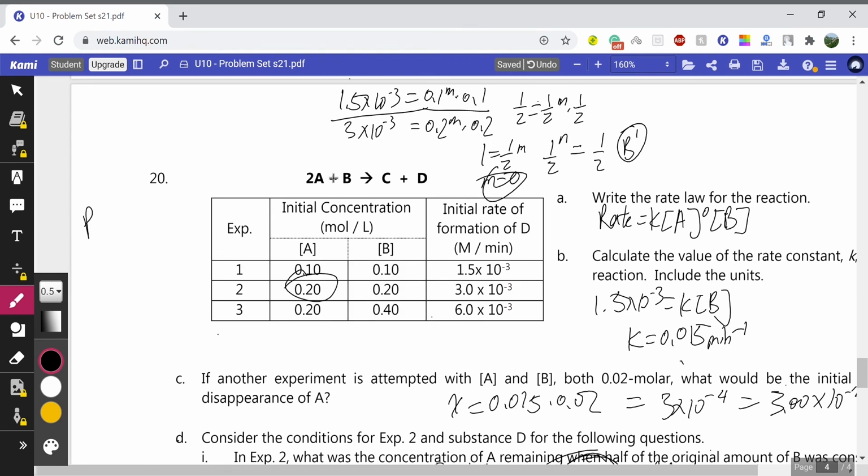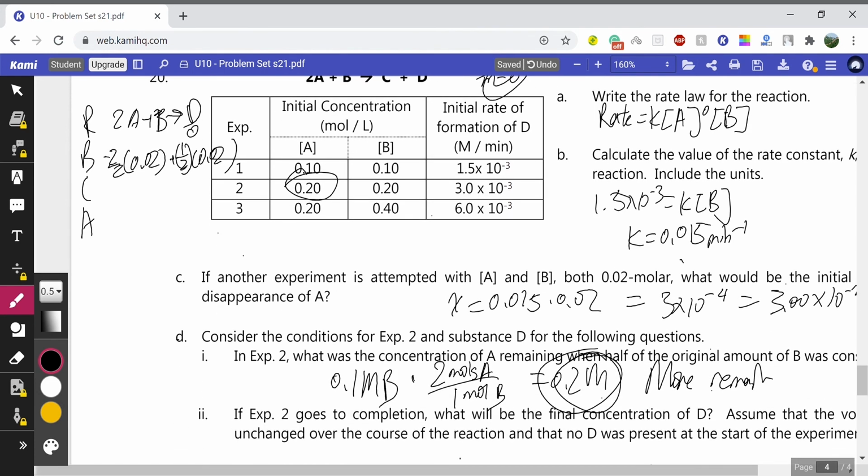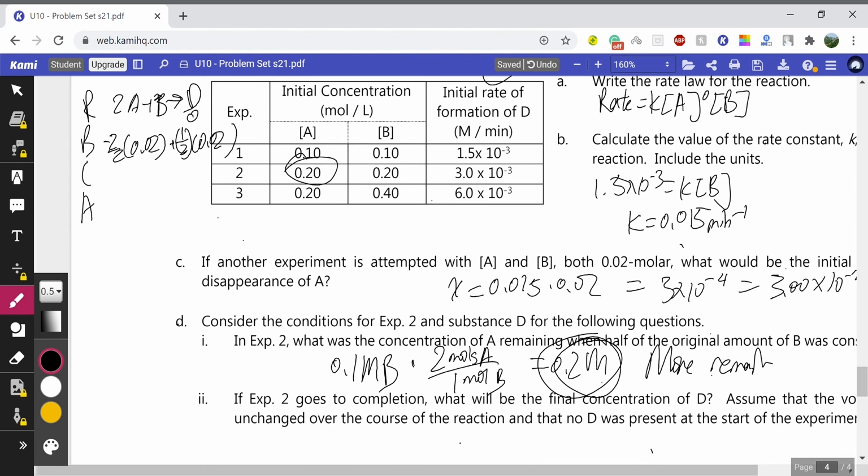Let's do an RICE chart. We have 2A plus B. We only care about D, so let's just ignore C. So A will be minus 2 over 2 times 0.02. D only starts with 0 plus 1 over 2. For every 1 D there are 2 A. So 1 over 2 times 0.02 as well. So it's 0.01 basically. So our answer is 0.01 molar of D.